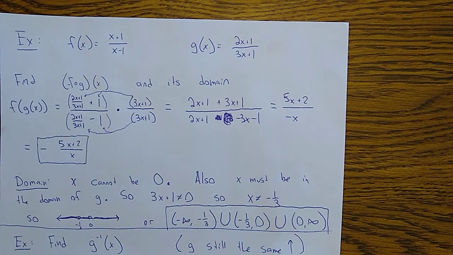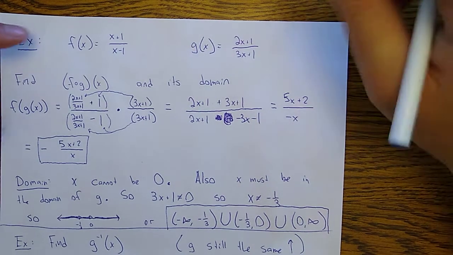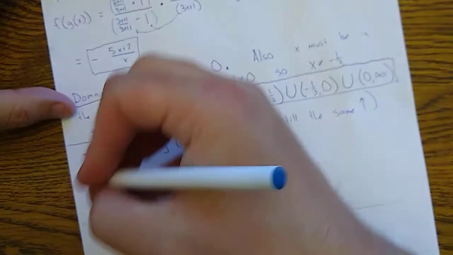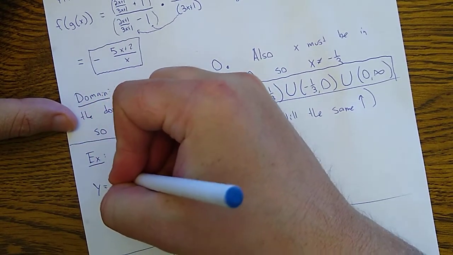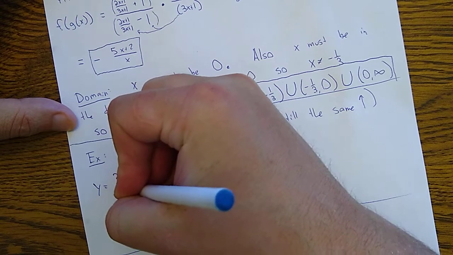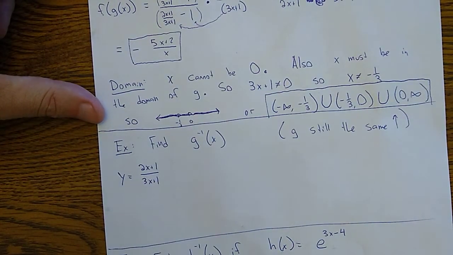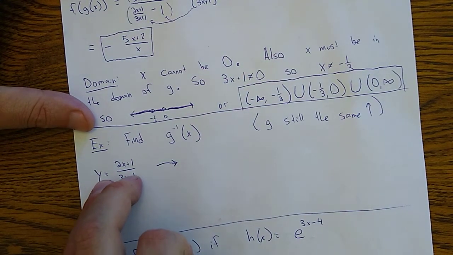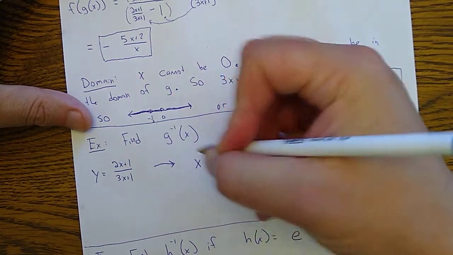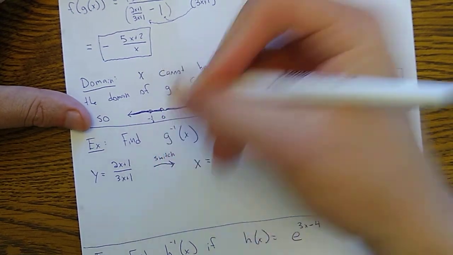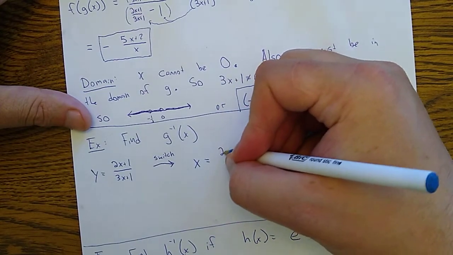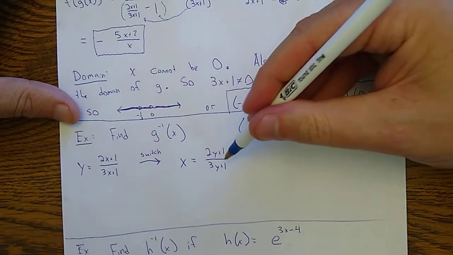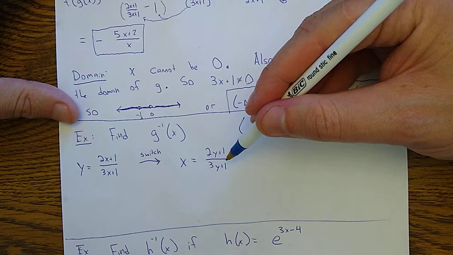So here is my procedure to find the inverse of a function. I'm going to take this, and I like to use the letter y. What I'm going to do is switch the letters x and y. So it says x equals 2y plus 1 over 3y plus 1. I'm going to solve this equation for y, and then whatever I get is the inverse.